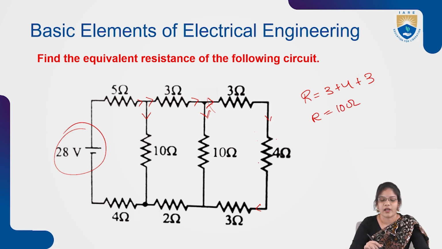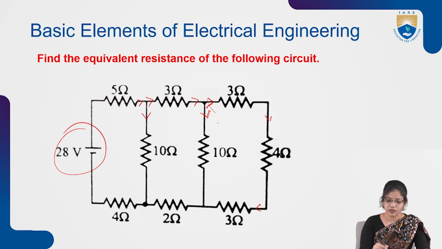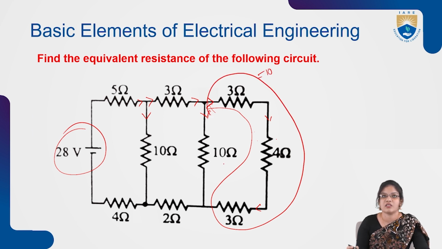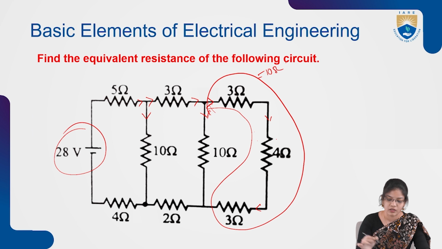After taking this value, we need to reduce the circuit. So here the value of these three resistances will be taken as 10 ohms. After summing these three resistances, we got the value as 10 ohms. So after this, we need to reduce the circuit.